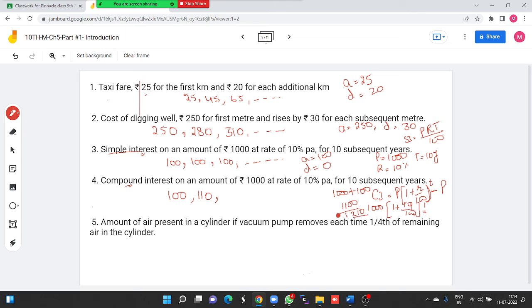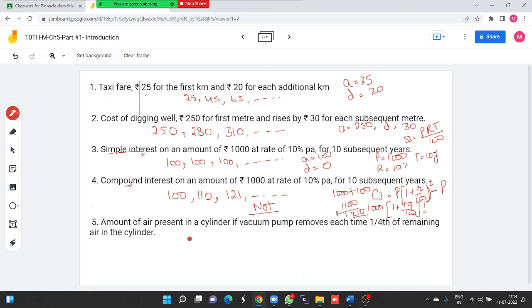तो दिस इज 1210 प्रिंसिपल फॉर द थर्ड ईयर। अब प्रिंसिपल जो थर्ड ईयर का हमारा आ रहा है, इस पे जब हम इंटरेस्ट निकालेंगे इट इज 121 एंड सो ऑन। So each time we get interest on interest, that's why it will not form an AP. The difference between the first two terms is not equal to the difference between the second two terms. So this will not form an AP.